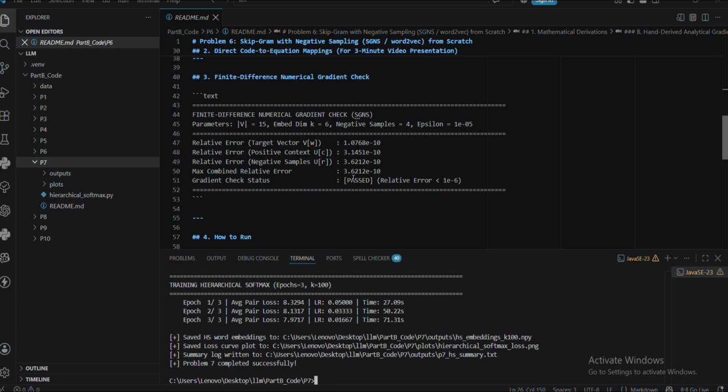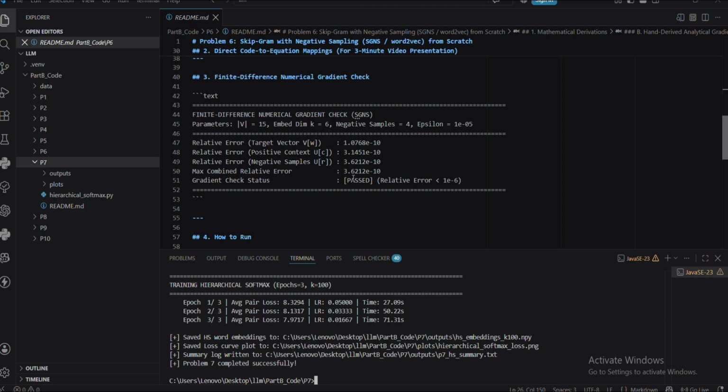The mathematical objective is to maximize the probability of the correct word. In practice, we minimize the negative log likelihood loss. The loss is calculated by taking the negative sum of the logarithm of the sigmoid probabilities along the path.